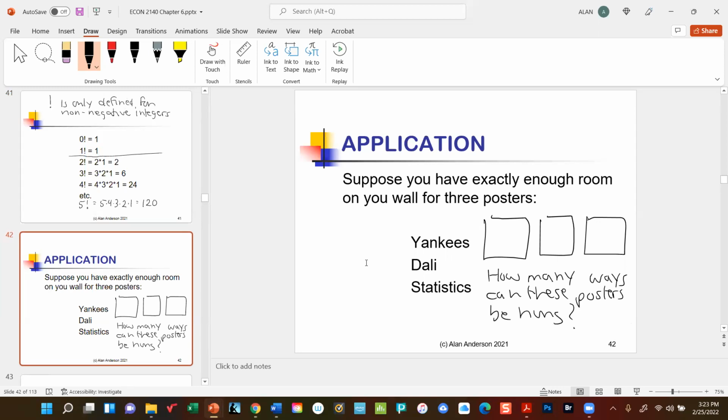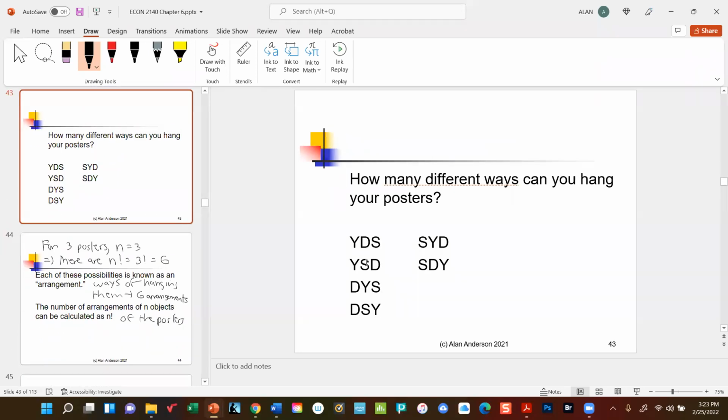Let's take a look. So, of course, you can see that I've abbreviated the names. Y for Yankees, D for Dali, S for statistics. And you can see there's 6 different ways of hanging the posters from left to right. That's it. That's all we have. Okay. Then you would figure this out for yourself. If you had them there in front of you, you could try different ways of hanging them. And you discover pretty quickly that you've got 6 possibilities here.